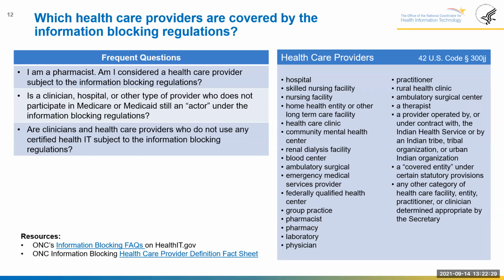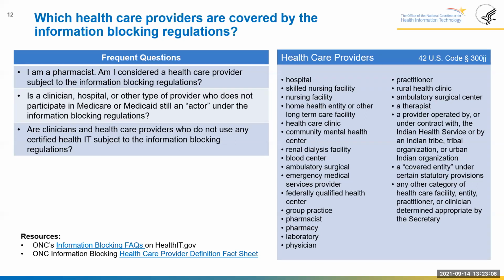And this first question here is, I'm a pharmacist. Am I considered a healthcare provider subject to the information blocking regulations? Yes, as we put a lot here on this slide, but yes, pharmacists are on the list. As you can see, the definition of healthcare providers in the information blocking regulations is very inclusive, and pharmacists are specifically on it.